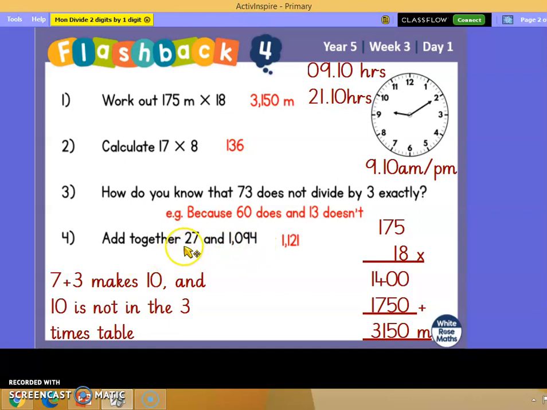Lastly, adding these two together, we get this answer. And for time, you can see it here recorded as 9:10 AM or PM. But if we do it in 24-hour clock, remember the 0, 9, 10 hours. Or if it was in the evening, 21, 10 hours.